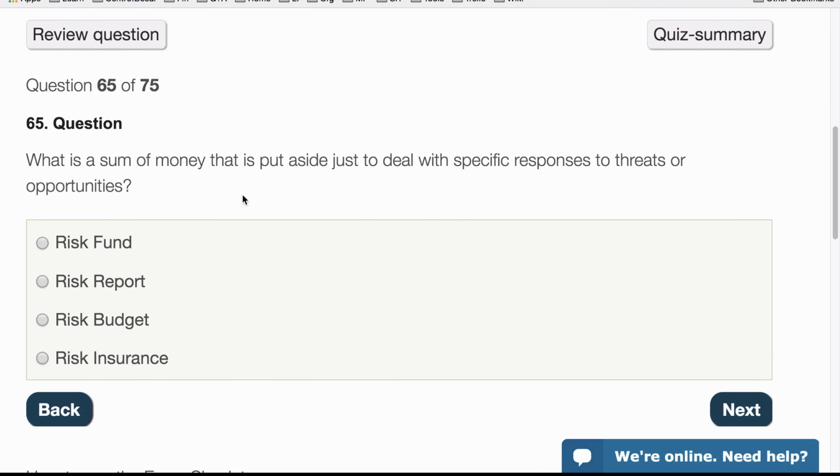What is a sum of money that is put aside just to deal with specific responses to threats or opportunities? If risks happen, maybe we need some money to be able to deal with this. So is it a risk fund, risk report, risk budget, or risk insurance? Risk budget is the term that PRINCE2 uses.